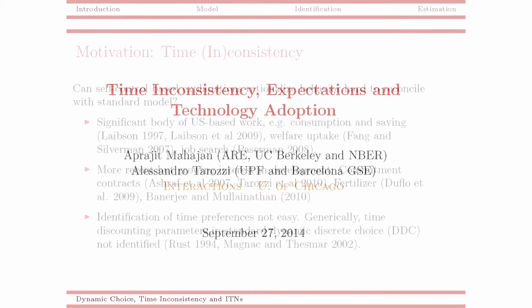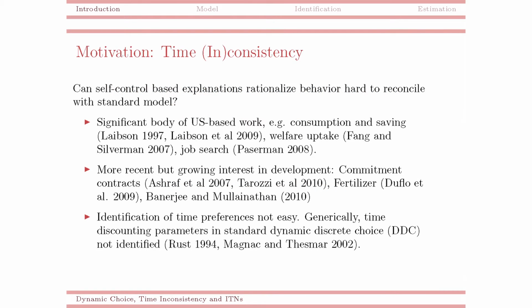One way to think about motivating this project was to take seriously the idea of whether self-control type explanations can help us rationalize behavior that's otherwise hard to reconcile with standard models. I have in mind mostly empirical work here, based on initial theoretical work. And there are two distinct literatures that motivated what we were trying to do.